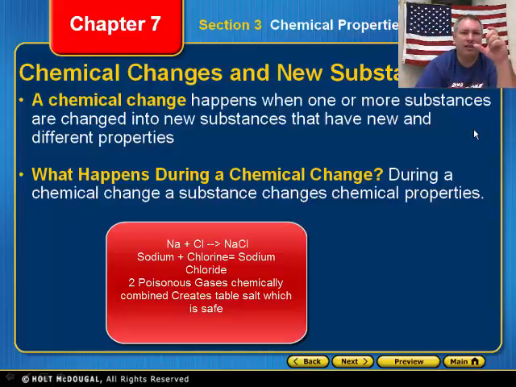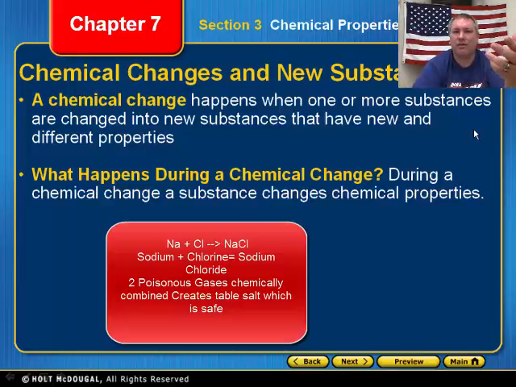Now, if you were to breathe in sodium or you were to breathe in chlorine, guess what? It's very, very poisonous, very, very harmful to you, and it can actually kill you if you inhale too much of it. But when those two gases combine, all right, they make NaCl, sodium chloride. Sodium chloride is table salt. So two gases chemically combined created table salt.